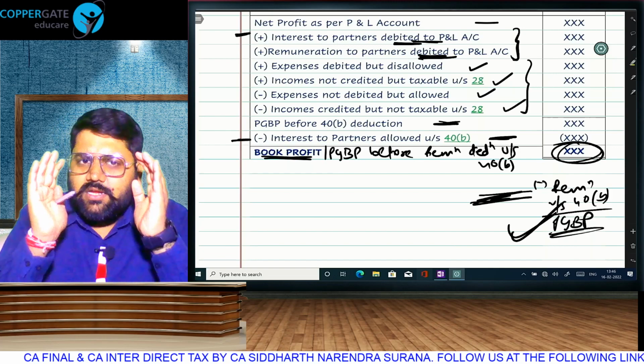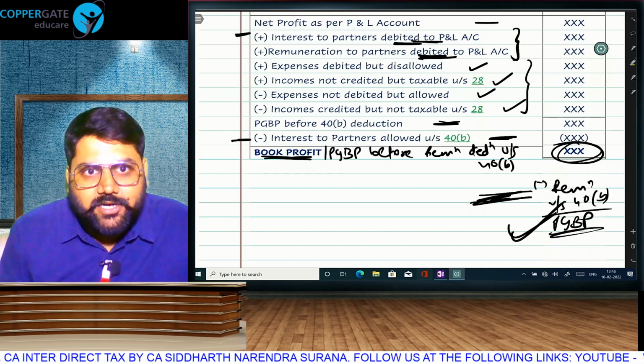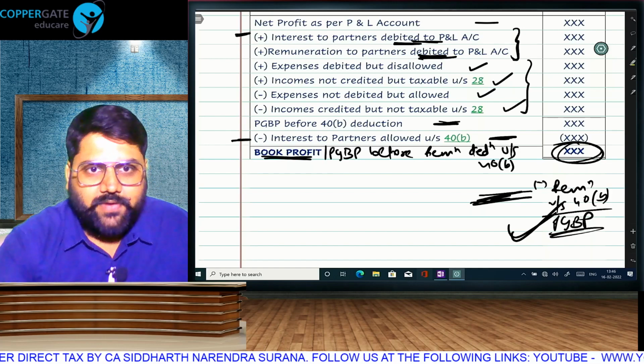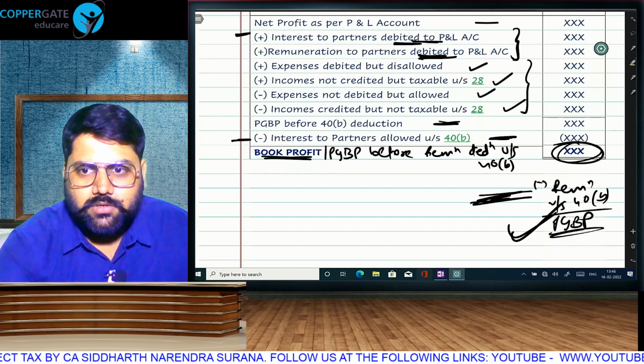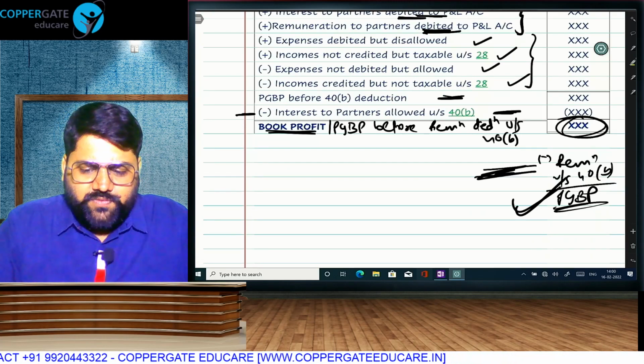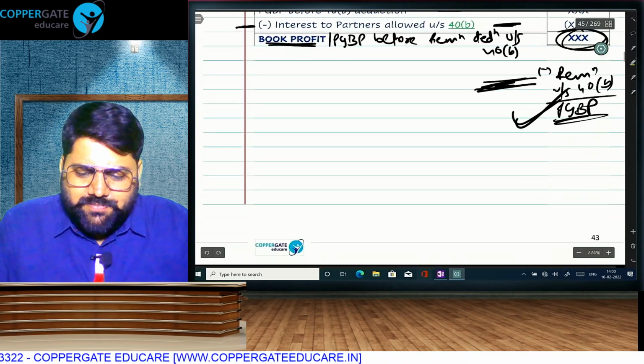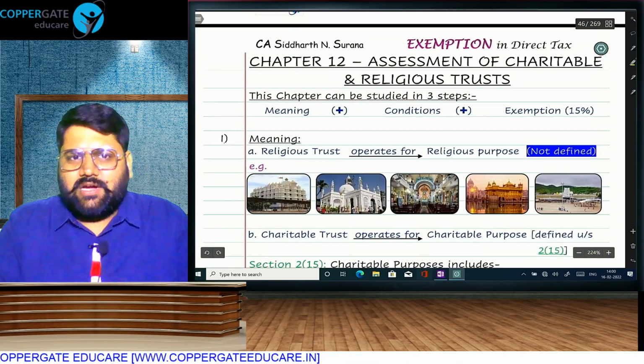So that was the revision of our partnership chapter along with the detailed discussion of 45.4. Understood? Now that the chapter partnership firms is over, actually we may or may not be able to complete, but let us at least start our next chapter.